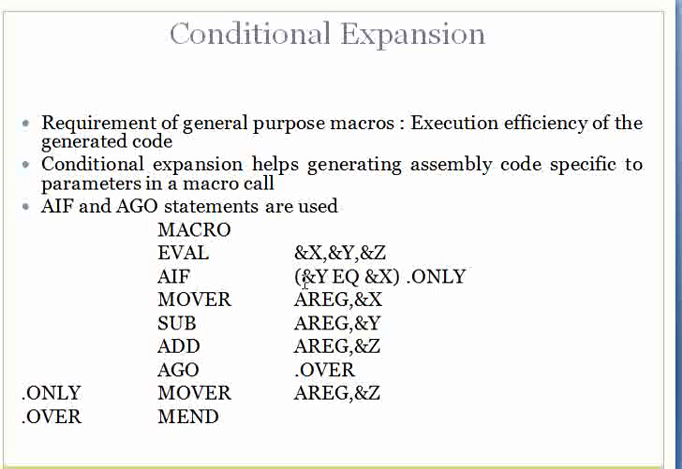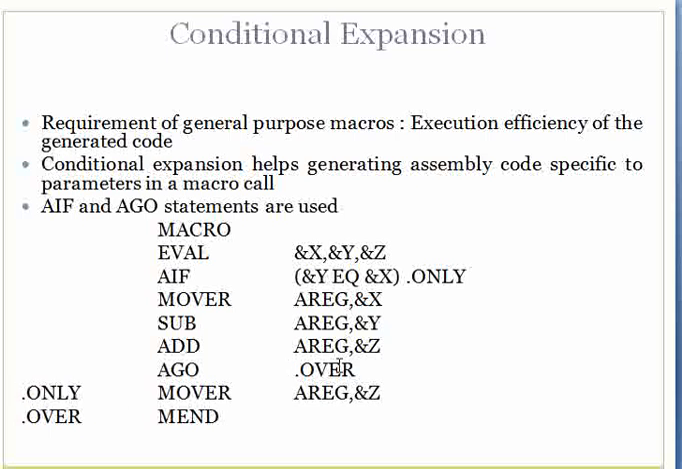Okay, so if my condition goes false, that is if the value of y is not equal to x, then the expanded code would contain the line move r, sub, add, and then I'll simply go to that part where .over appears as a label. Now .over happens to be a sequencing symbol. See here, a sequencing symbol appears as a label here.